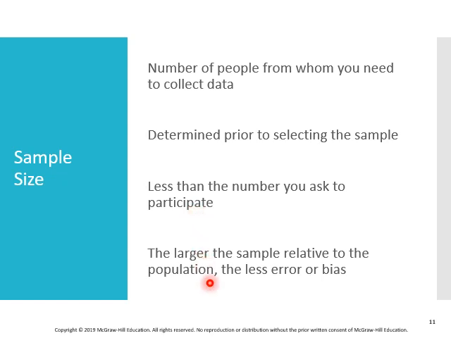The larger the sample that we are able to get, theoretically there will be less error or bias in it because we are sampling a greater number of people than is minimally needed for us to do the study. So this research approach is good.